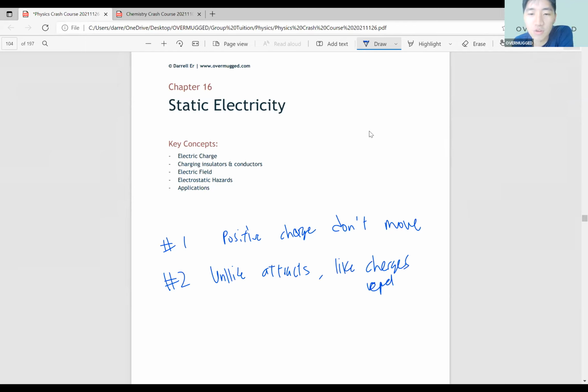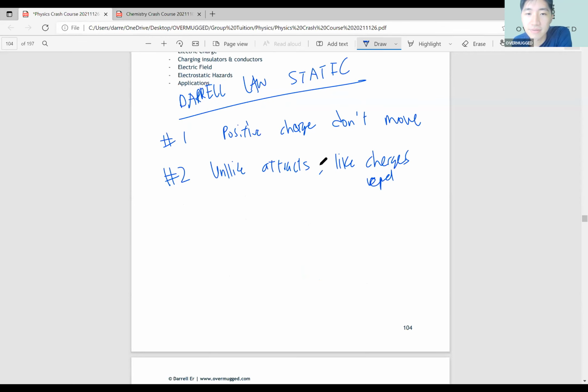If you have your school notes beside you, just write these 2 mantras. Daryl's law of static. Even when I teach my own students, these are the only 2 things I mention. Positive charge don't move, unlike charges attract, like charges repel. That's all you need. Okay, why do I say that? Let's move on. You need to copy? I'll give you maybe 10 seconds to copy. Learn to write fast, guys.